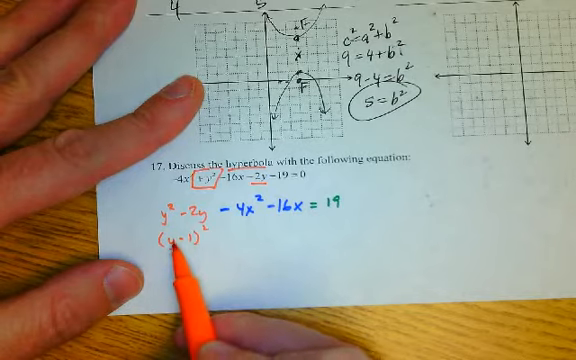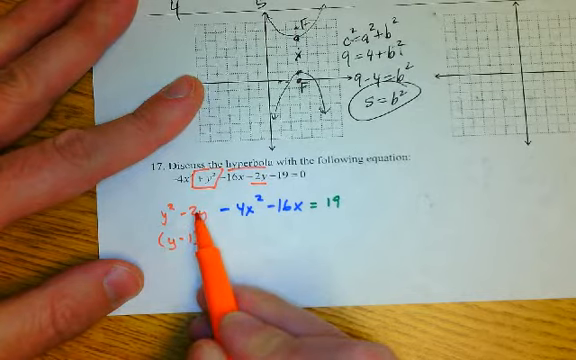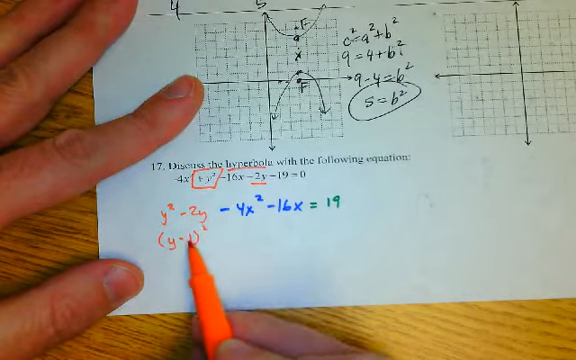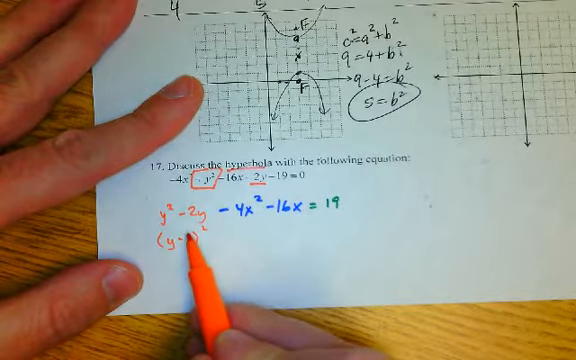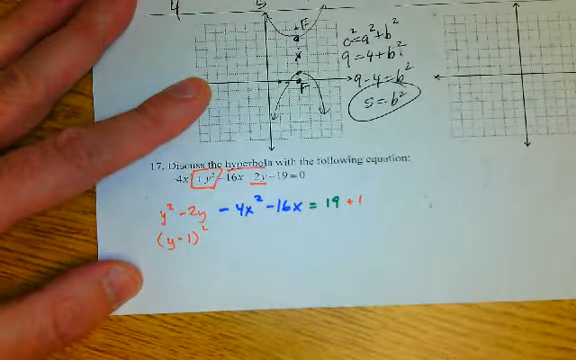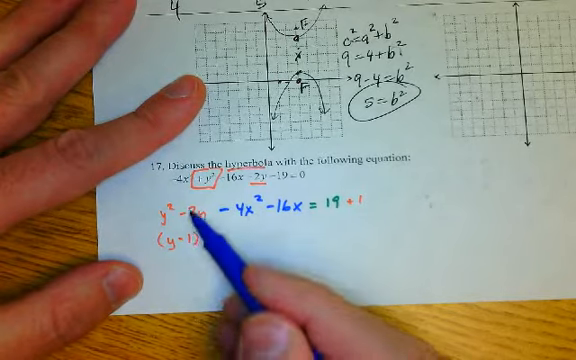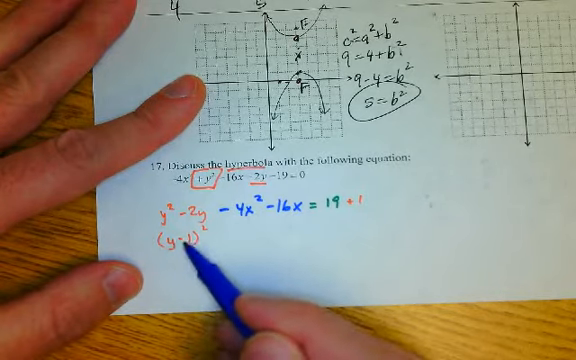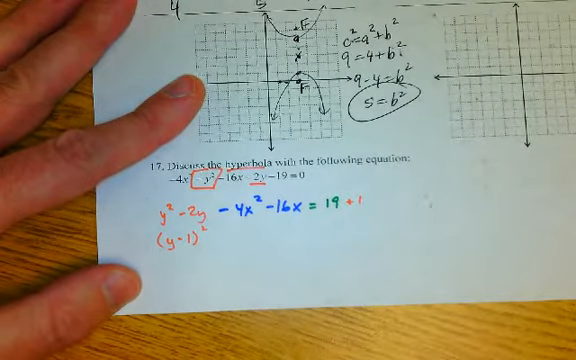If you FOILed this out, you would get y squared. You'd get negative 2y. And then when you multiplied this last term here, you'd actually get a plus 1. So what we've done is we've actually arbitrarily added 1 here, though we don't see it. So I'm going to add 1 on this side to balance it. So now I've just completed the square with the y's real fast. Took half of that, and then I mentally FOILed that out, checked it, and then balanced it over here.